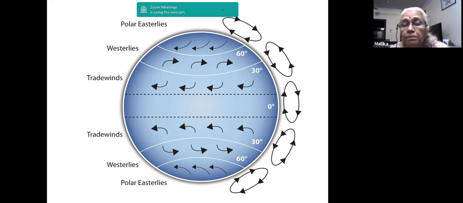So the pressure gradient force, PGF, will be straight, but the Coriolis force forces the wind not to come straight, but to come in at an angle. Remember, the Earth is moving from west to east. And that's how the force acts here, and you have the polar easterly. So these are the development of the winds.